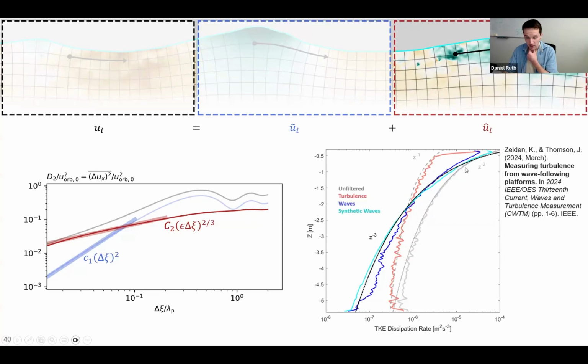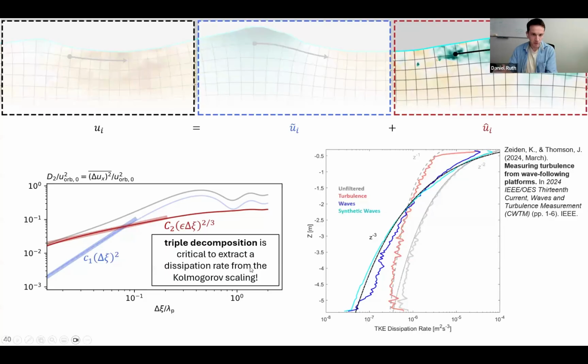And here they're showing that if you're to do that based on the overall flow without filtering out the waves, you get this kind of erroneously large value of dissipation that goes with depth -2. And only once you filter out the waves and consider the turbulence by itself, do you get this z to the -1 scaling in the dissipation. Yeah, so our results are also showing that this triple decomposition is a critical step in extracting the dissipation rate.